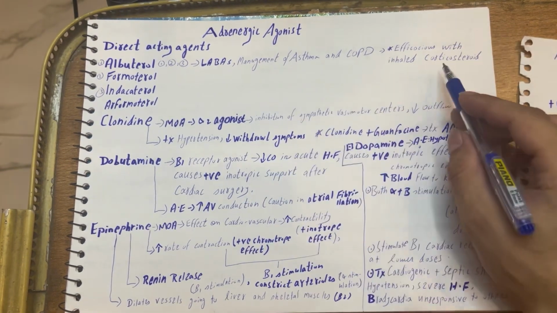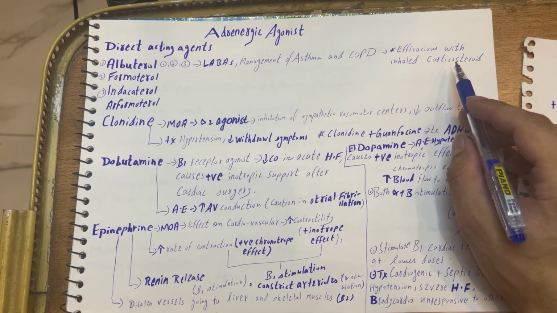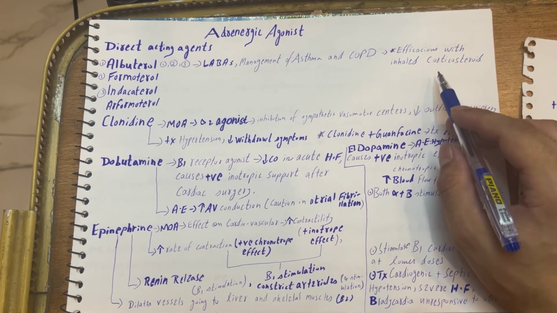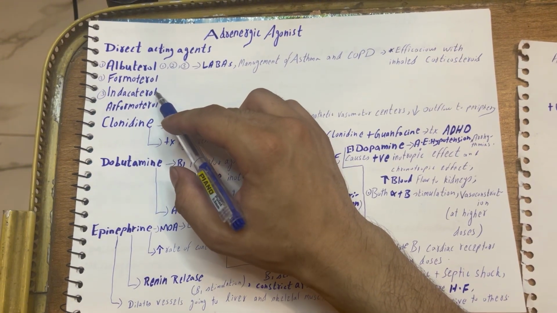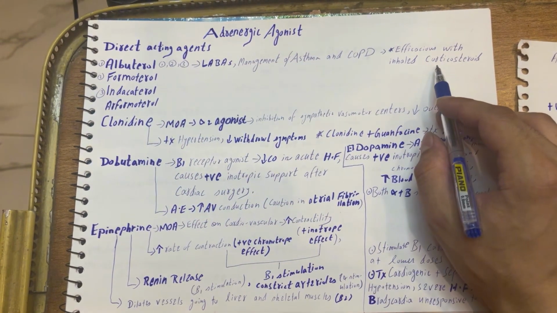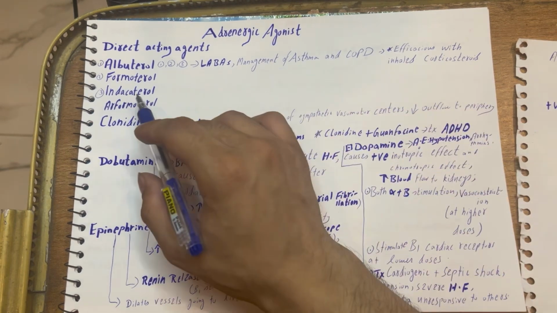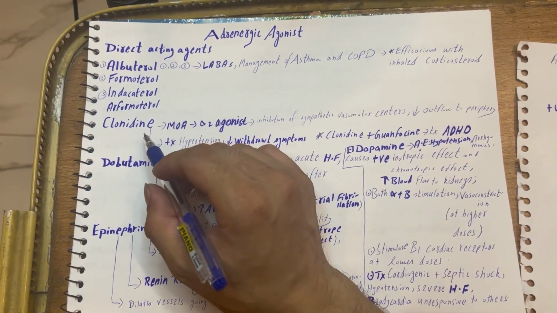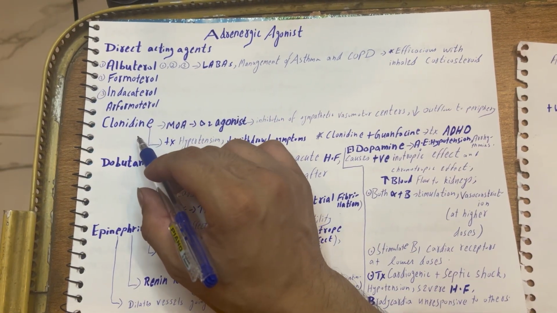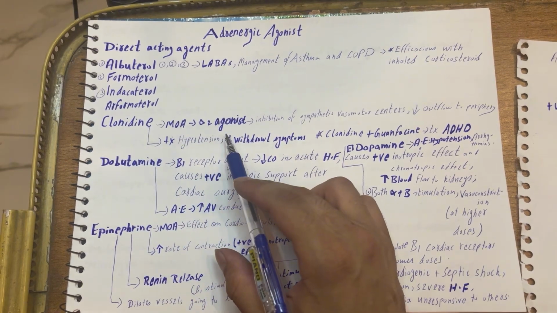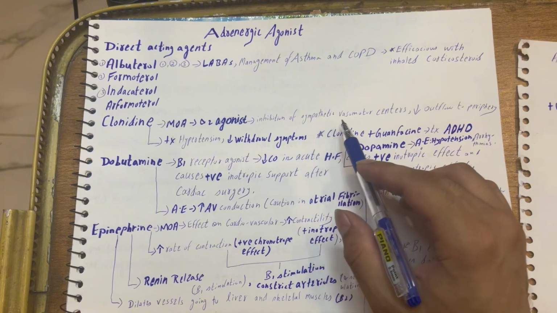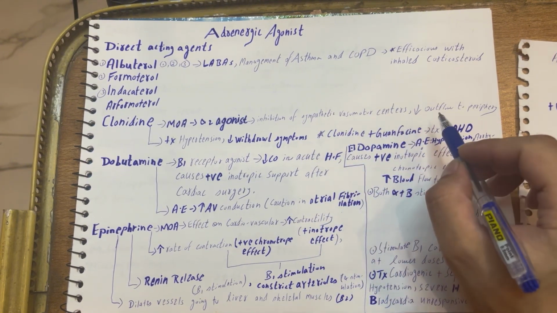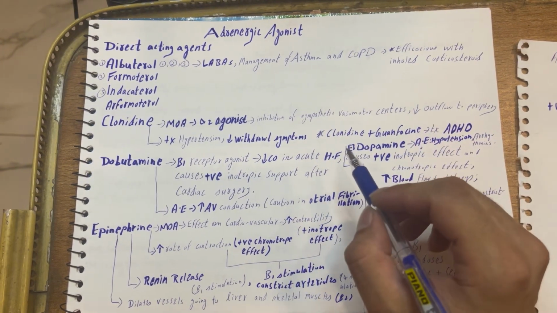The important thing about these drugs is that they are very efficacious when inhaled with corticosteroid. So albuterol, formoterol, and indacaterol, when given with corticosteroid, have increased efficacy. The next drug is clonidine. The mechanism of action of clonidine is that it is an alpha-2 agonist. It also inhibits sympathetic vasomotor centers. It decreases outflow to the periphery.